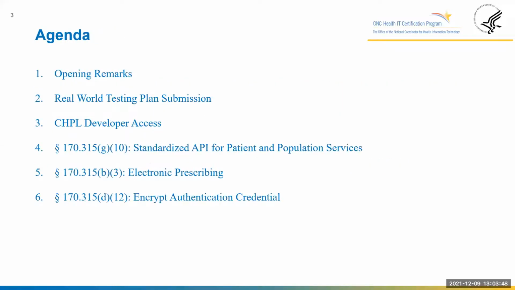We have a pretty full slate. We're going to talk a little bit about real-world testing plan submissions. For those of you who haven't done it, that is right around the corner. We want to talk about the new CHPL developer access function, and then we have some things about some specific criteria that we have some clarifications around that we want to make sure that everybody is aware of. And then hopefully a little time at the end to get some feedback from you about what some of these new developer sessions can focus on.